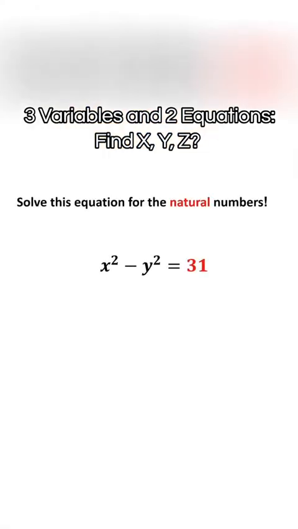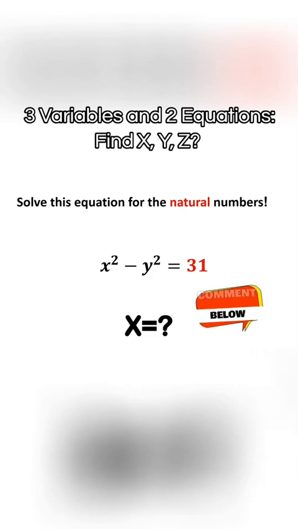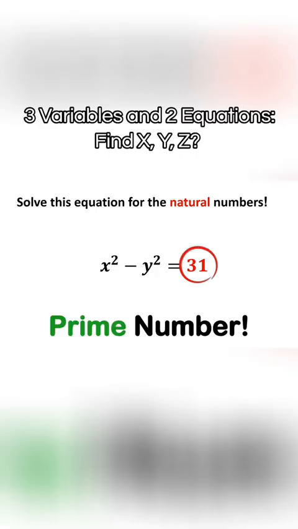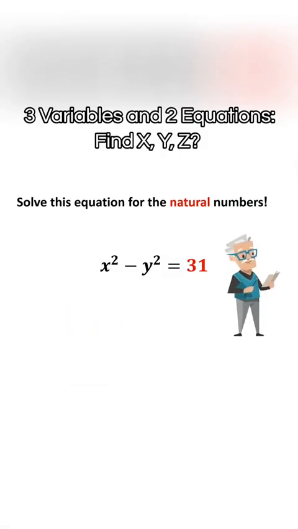Take a look at this challenge. Solve the equation x squared minus y squared equals 31 for natural numbers, and write the value of x in the comments. Here's a small hint. 31 is a prime number, meaning it's only divisible by itself and 1. I'm excited to see who gets the right answer first.